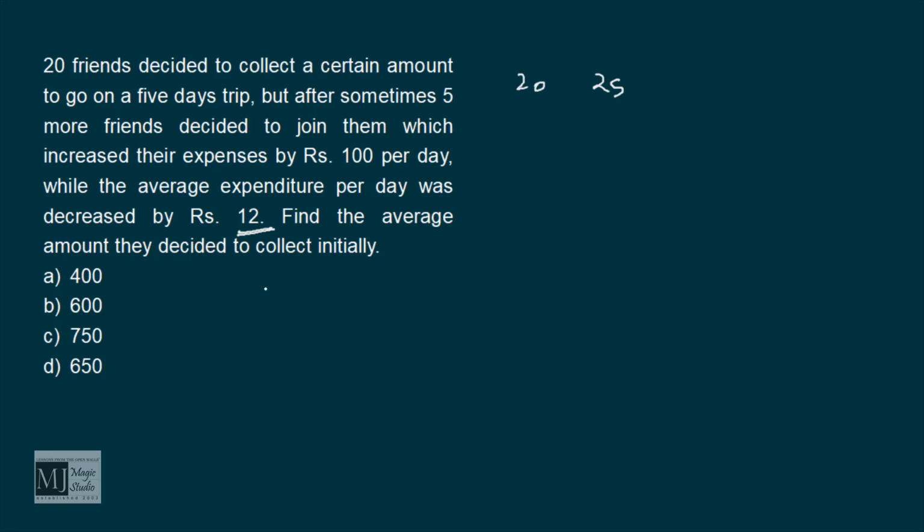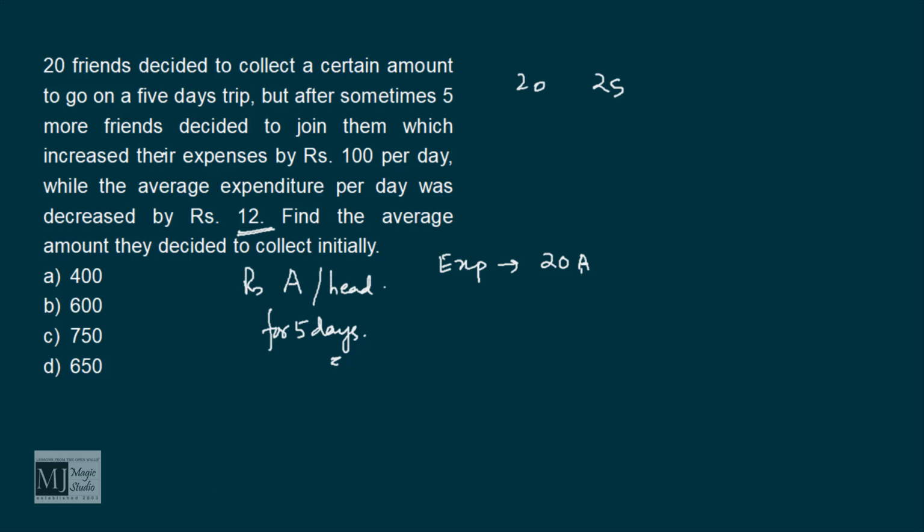Okay, how many different kinds of variables have been put together into this, isn't it? So let's start by saying everyone decided to collect maybe A first. What is the average amount they decided to collect initially? It is rupees A per head. That is for 5 days. So the total amount that they decided initially would have been 20A for 5 days.